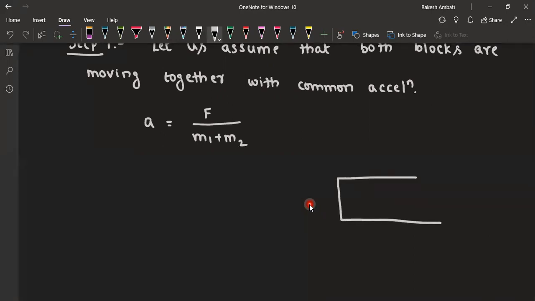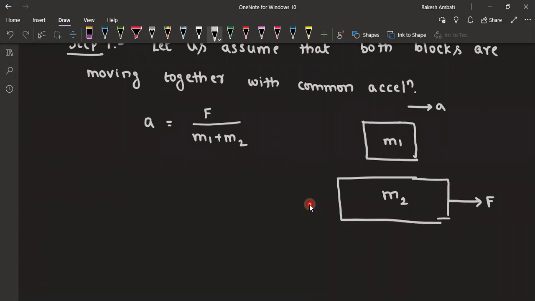So it is the bottommost block M2 and it is the top block M1. And here it is the applied force. What is the assumption we are making? Both are moving together with the same acceleration. Now you please answer. In the case of M2, it is an applied force, and here it is a smooth surface. A smooth surface means there is no frictional force.